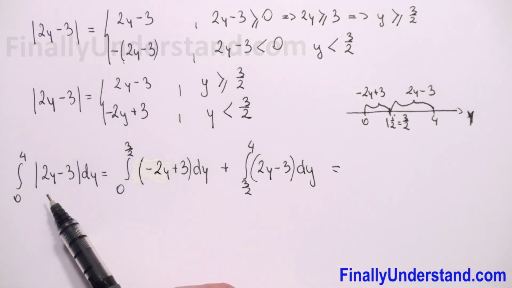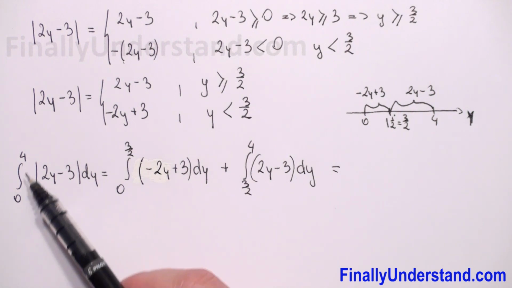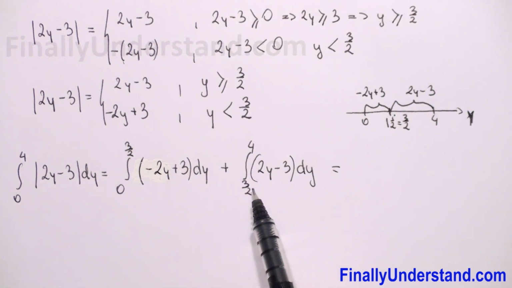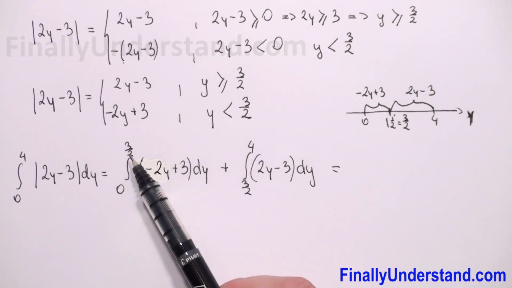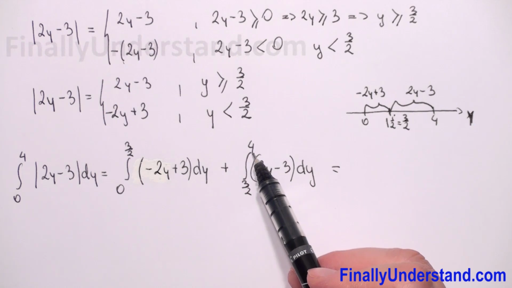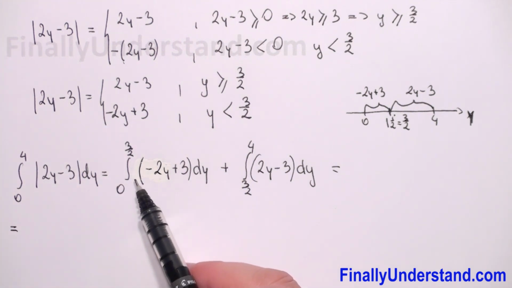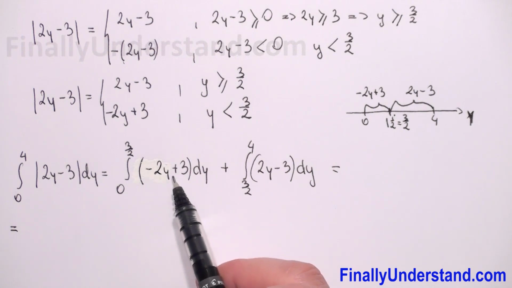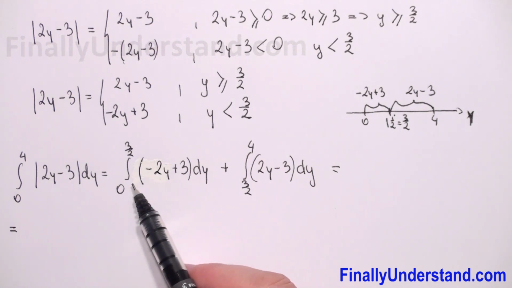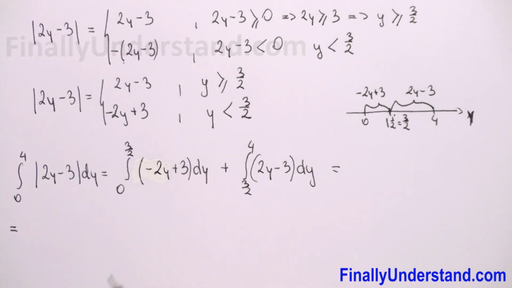So we see, I'll just rewrite our definite integral from 0 to 4 into two integrals, from 0 to 3 over 2 and from 3 over 2 to 4. I just use property of integral. Now we have to just solve these two integrals. So this is equal. We have here in parentheses addition. So we know that integral of sum is equal to sum of integrals.